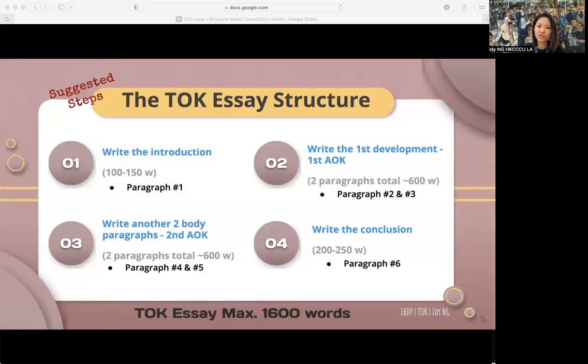So the following structure is a guide for you to start planning your TOK essay. I put them into 4 steps, totaling altogether 6 paragraphs.